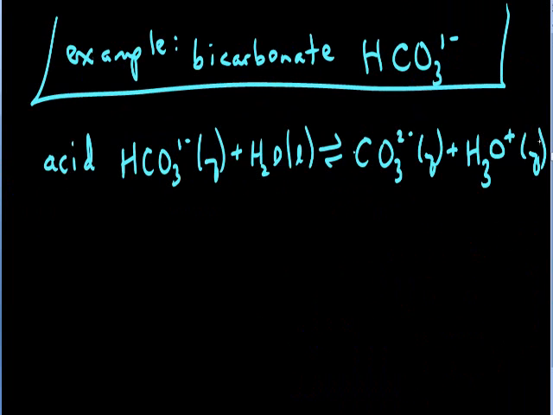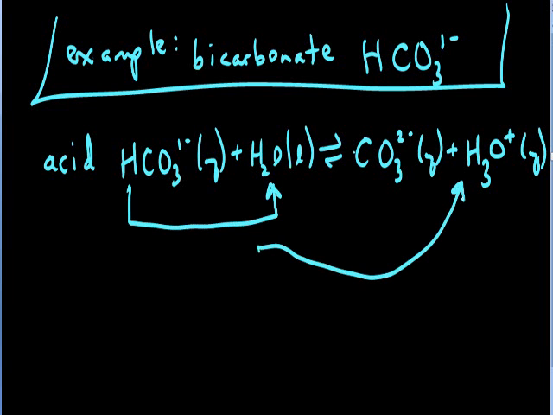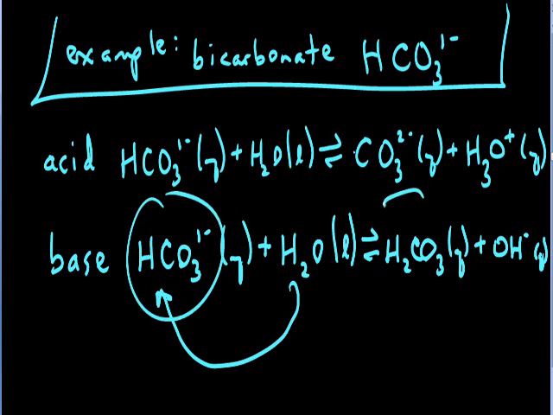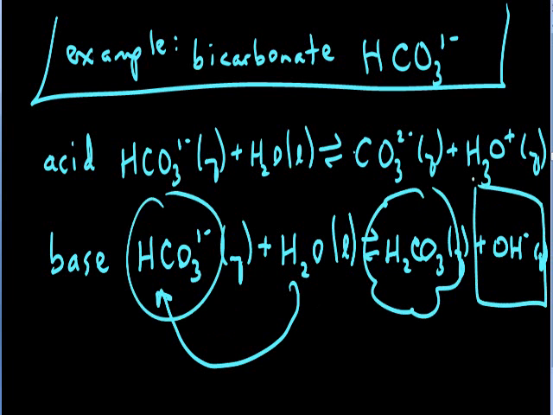Bicarbonate has the ability to donate an H to our water and turn the water into hydronium ions, and this would cause the hydronium concentration to go up and the solution to become acidic. Or bicarbonate can function as a base, where if we look at this, the water loses a hydrogen, the bicarbonate gains a hydrogen and turns into H2CO3. This increases the amount of hydroxide in solution, which would make the solution become basic.